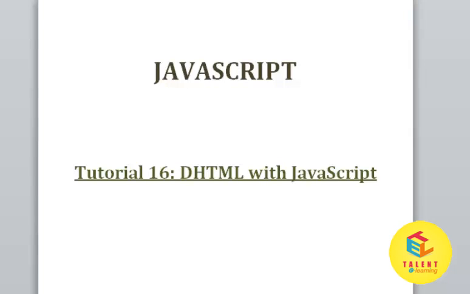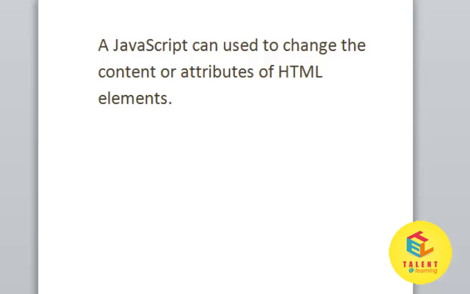In this tutorial, we are going to study DHTML with JavaScript. Here, DHTML means dynamic HTML. It means we can change the content or attribute values of HTML elements using JavaScript. So JavaScript can be used to change the content or attributes of HTML elements.